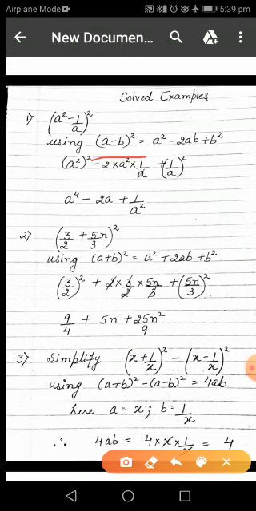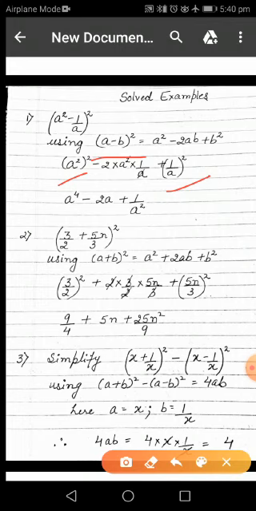So putting the value of a and b, comparing it with the given expression, a is equal to a square and b is equal to 1 upon a. So the expansion becomes a square whole power 2 minus 2 multiplied by a square multiplied by 1 upon a plus 1 upon a whole square, which reduces to a raised to the power 4 minus 2a plus 1 upon a square. That is the required answer.